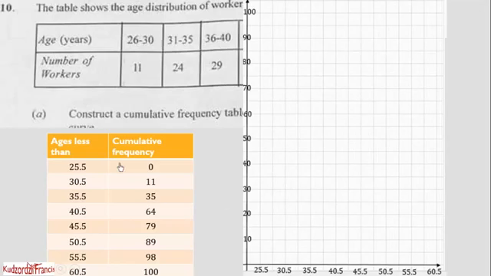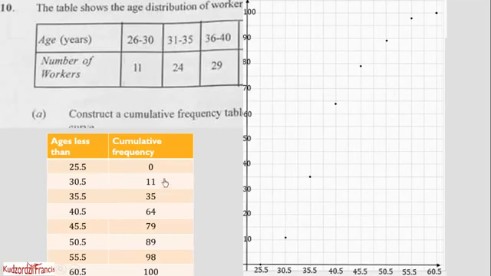So what do we do? We need to plot these points. So let's go. 25.5 goes with 0 in that order. 30.5 goes with this 11. Then 35.5 goes with 35. 40.5 goes with 64. Then 45.5 goes with 80. 50.5 goes with 89. Then 55.5 goes with 98. Then 60.5 goes with 100. So those are the points that we have plotted.